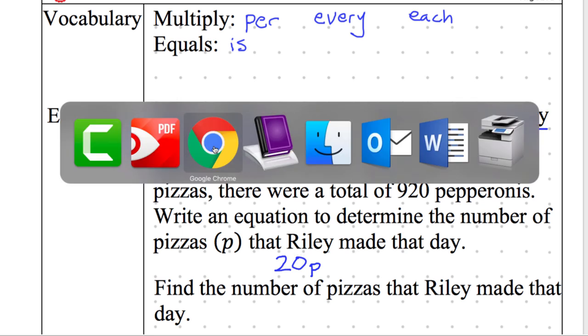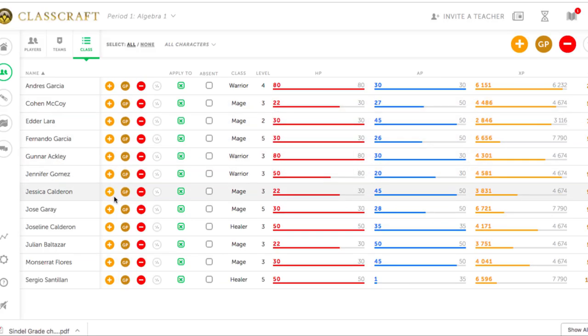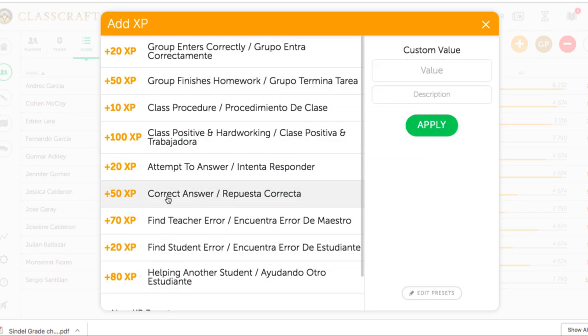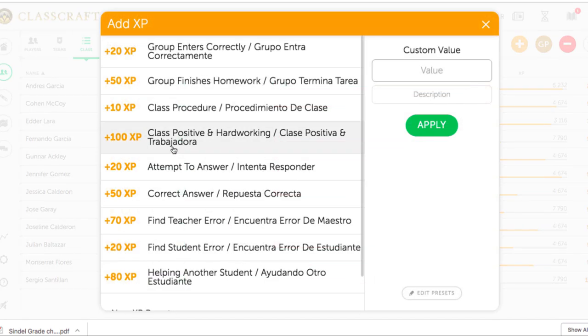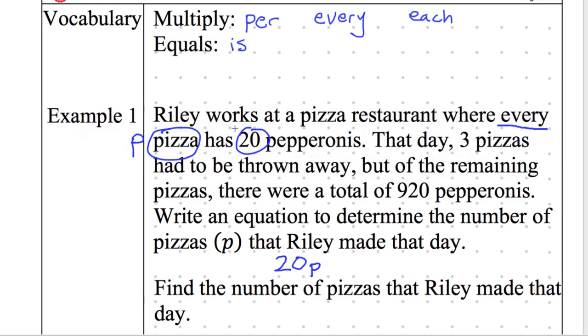And before I move too far, I need to make sure that I'm giving XP away. So Monse, that was 50 XP. Who else do I need to give XP to? Oh, Jennifer, that's right. Jennifer. And there's 50. All right.